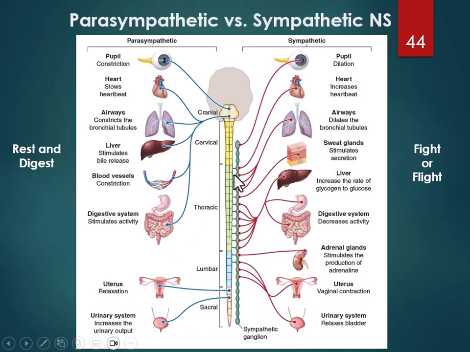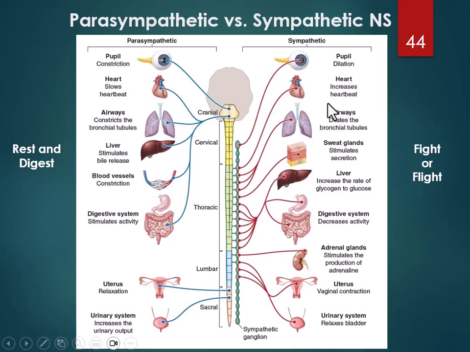So in this picture, for example, you can see here's the lungs on the left side and the lungs on the right. In the parasympathetic nervous system, breathing is normal, so your bronchial tubes are constricted down to a normal diameter. But if there's stress, it dilates those bronchial tubes, makes them bigger so you can get more air in, more oxygen to deal with the stress. The heart slows down in the parasympathetic activation, but when the sympathetic is active, it speeds it up.